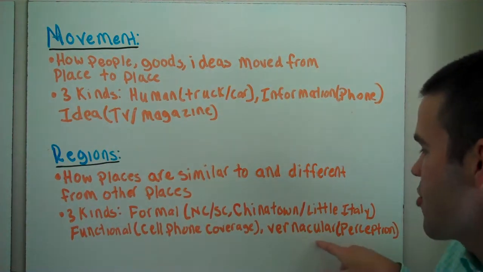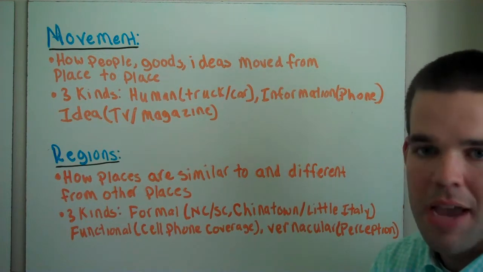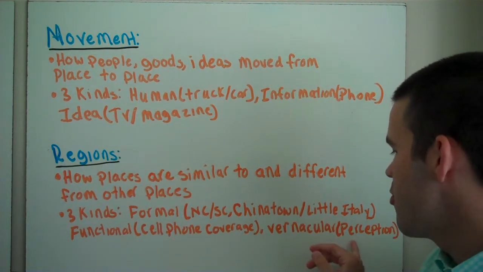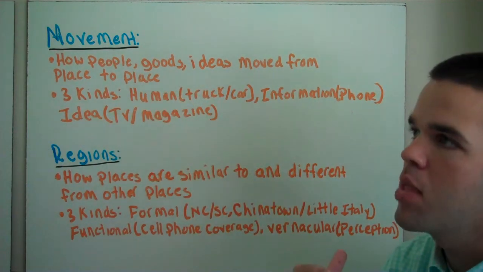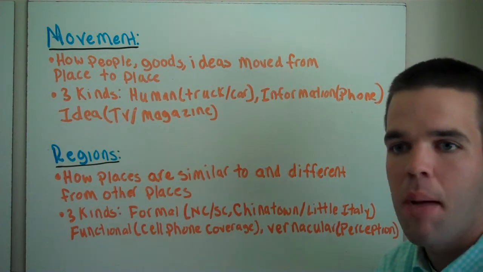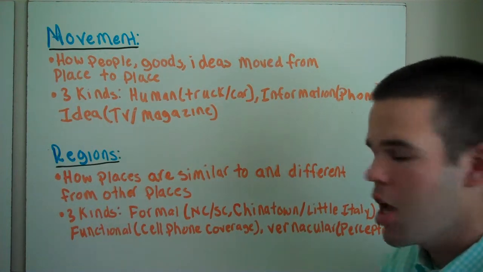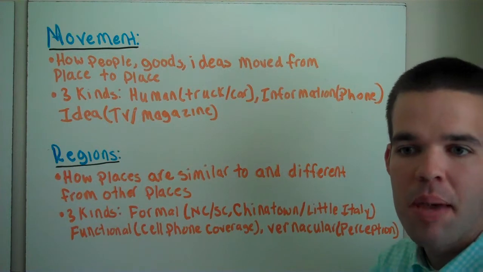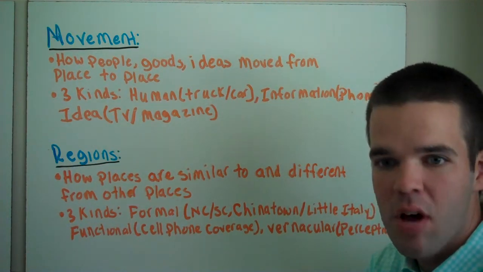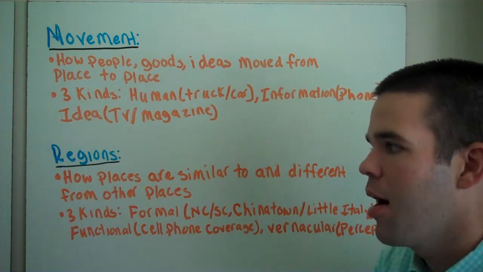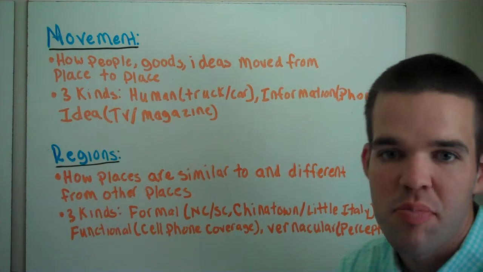The final one is vernacular. Vernacular is people's perception about one group compared to another. So, vernacular would be somebody who lives in the north, and their perception about people in the south about 20 years ago, 10 years ago, would have been that people in the south don't have the same opportunities people in the north have. They're a little bit slower, they're a little bit less accustomed to change. That is vernacular, that would be people's perception.